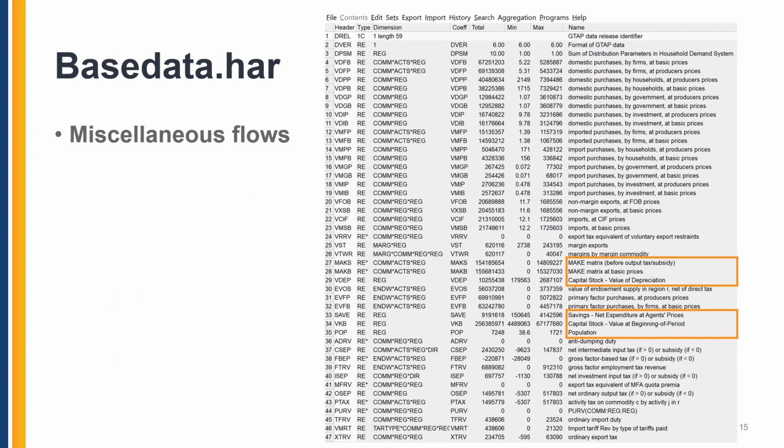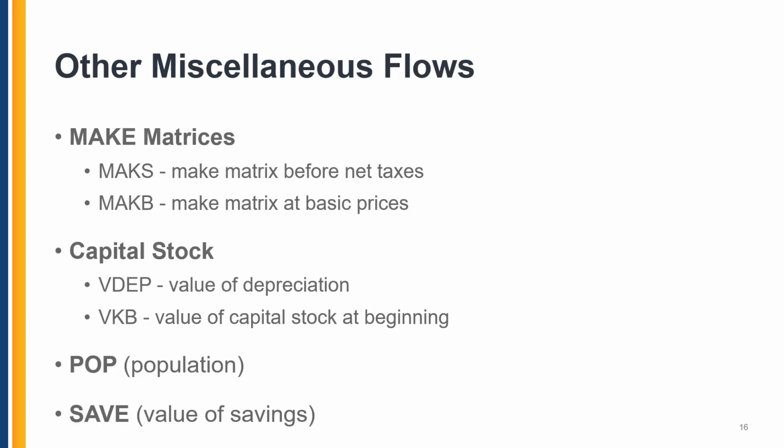There are some remaining flows in the database that don't fall under any of the previous categories. We'll take a look at these now. We have 2 coefficients for make matrices. MAKS is the make matrix before taxes, while MAKB is the make matrix measured in basic prices.